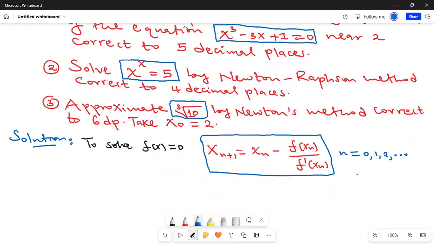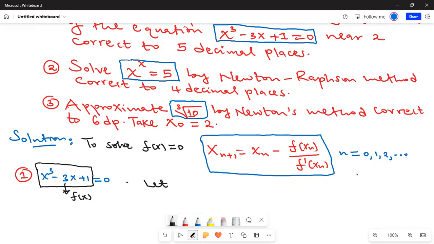In number 1, we are given that x cubed minus 3x plus 1 equals 0. So this is our f of x, because f of x must be equal to 0. So you can say let f of x be equal to x cubed minus 3x plus 1. I also need f prime of x.